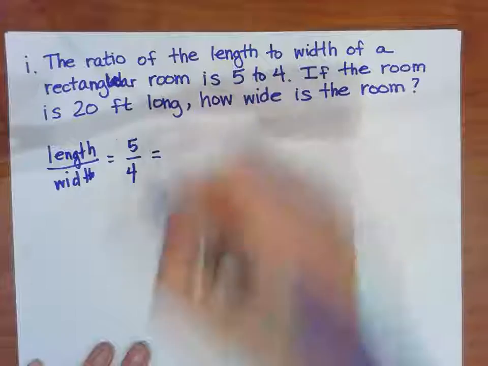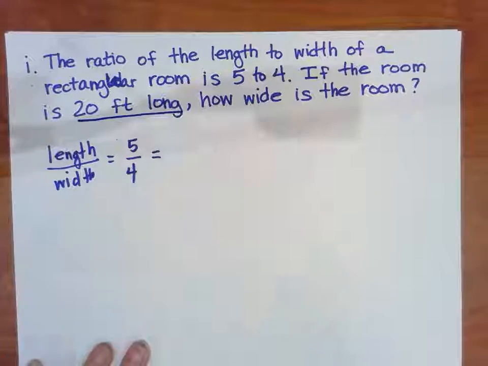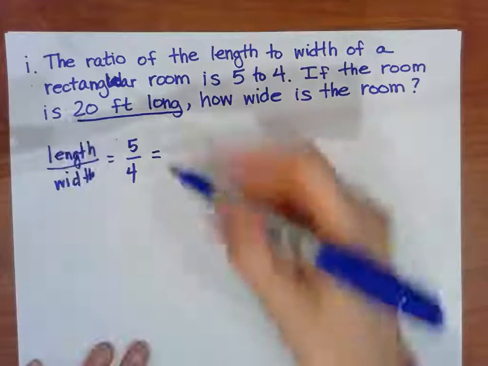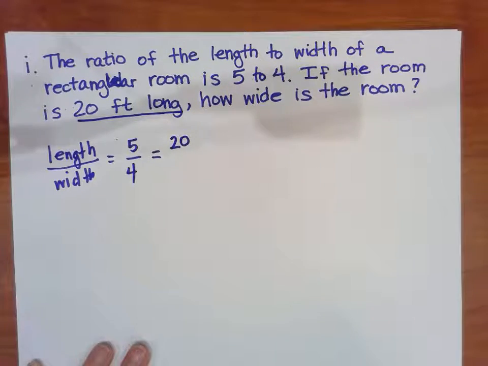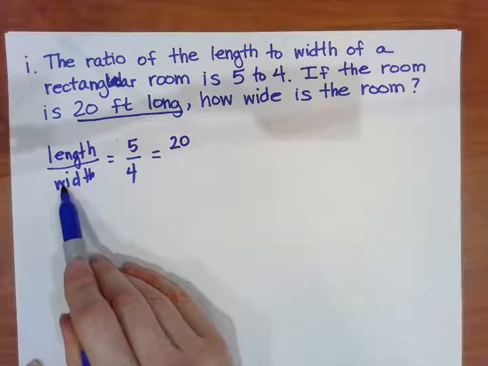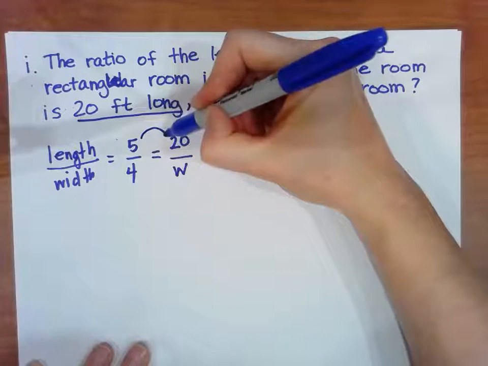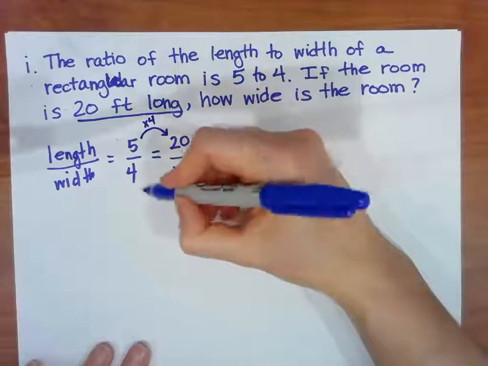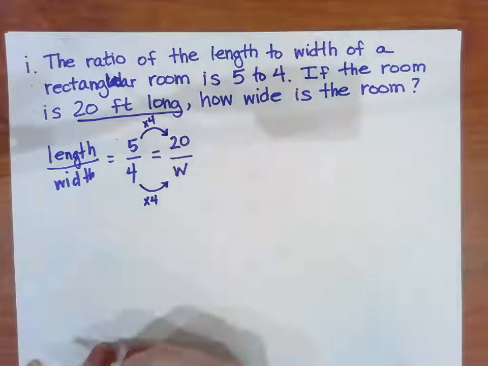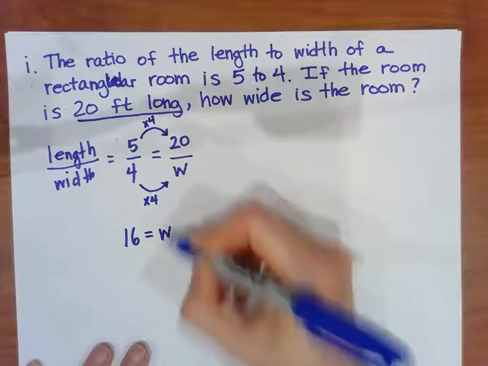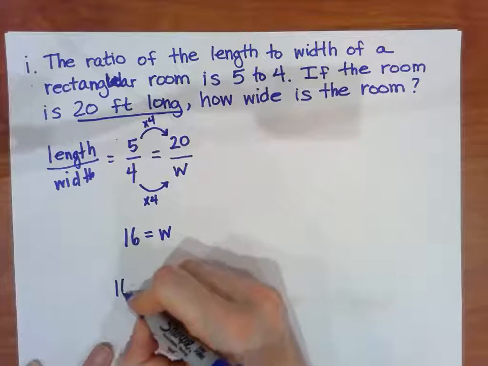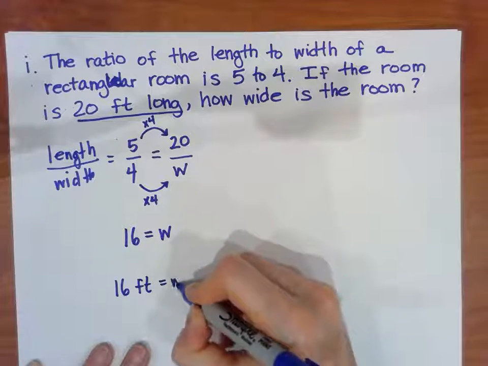So we're looking at a proportion. We know the length, it's 20 feet long. The length is a numerator, so that 20 is going to be the known value that we put in the numerator. But we don't know how wide it is. The width is the denominator, so that's our variable. Now we have this proportion, 5 over 4 equals 20 over W. This is one of those easy ones where 5 times 4 is 20. So we can do the same thing in the denominators, multiply by 4, and we get that 16 equals W. And of course, we should put units on this, so 16 feet is the width.